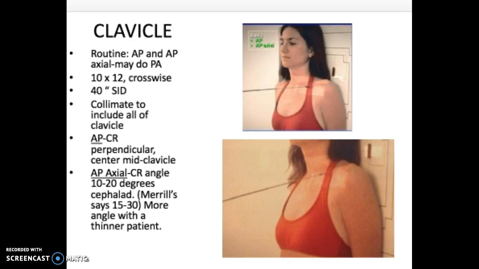So Merrill says 15 to 30 degrees. Typically, it's more like 10 to 20. I think that's what Jeff says. So just keep that in mind. What the book says and what is actually happening out at the sites is always something a little bit different.